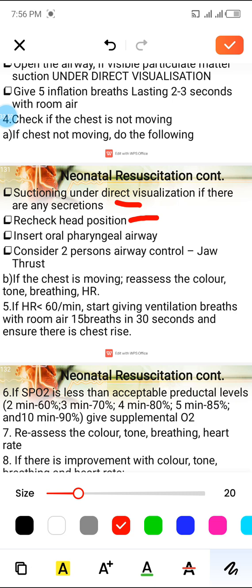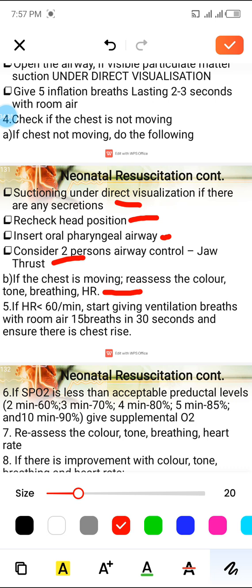Then you can also provide an oropharyngeal airway. This helps promote a patent airway and keeps the airway open, not blocked. So that's why you need to insert this. Then consider 2-person airway control, jaw thrust, but mostly this is in extremes. So you can insert the oropharyngeal airway, and then you need to reassess.